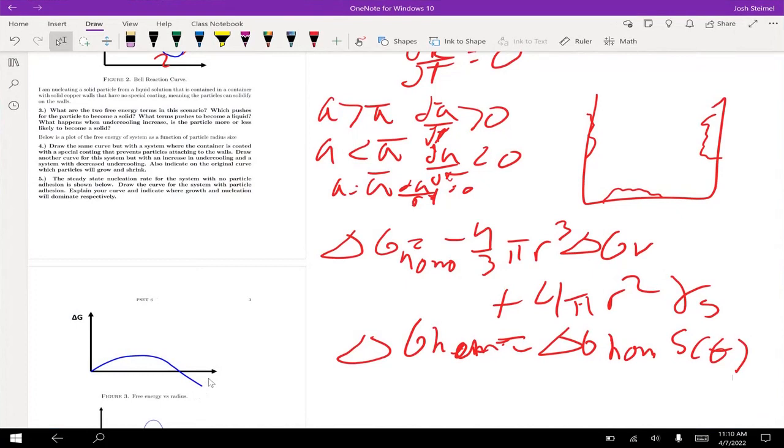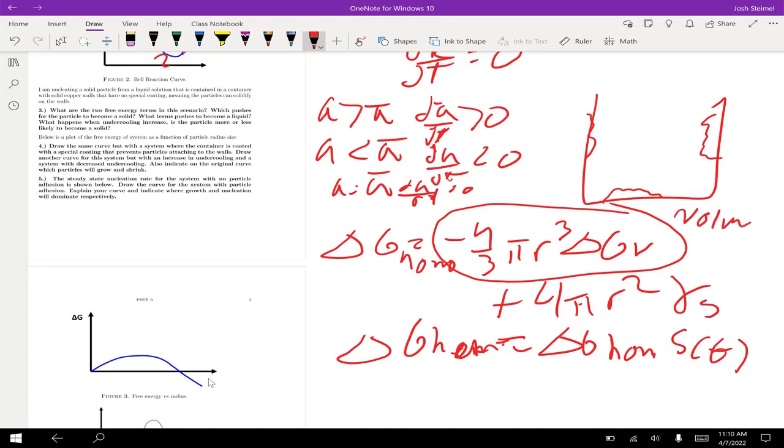All right, so which of these is going to push towards nucleating a solid? So to nucleate a particle, this is going to be my negative free energy term, my volume term. That's going to want me to be a solid. This, the energy penalty I have to pay is surface area. That's going to make me become a liquid. So that's effectively what's going to happen.